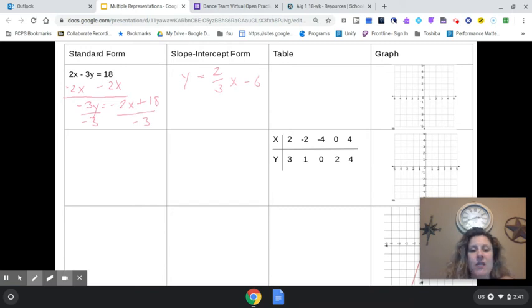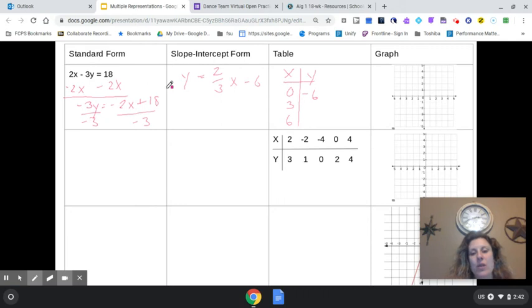Now let's go ahead and form a table. So I'm going to pick some x values that we can plug into that function. I'm going to pick 0 for x, 3 for x, and 6 for x. Okay, let's plug those in and see what y values we get out. If we put 0 in for x, that would say 2/3 times 0, which gives me 0, minus 6, that gives me negative 6.